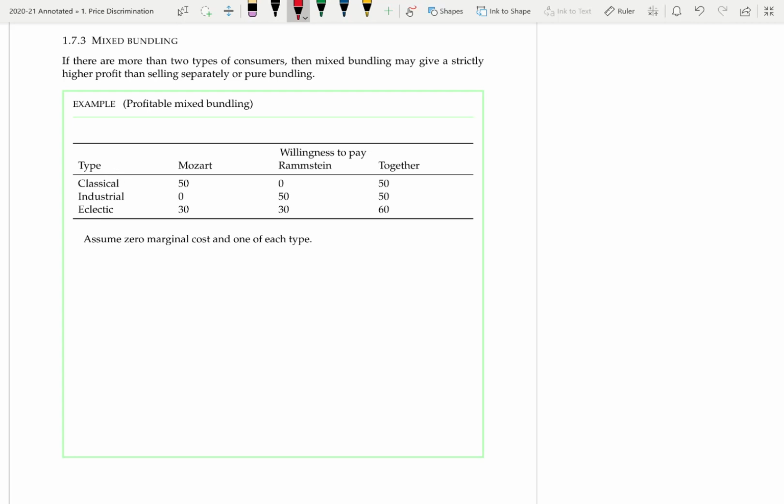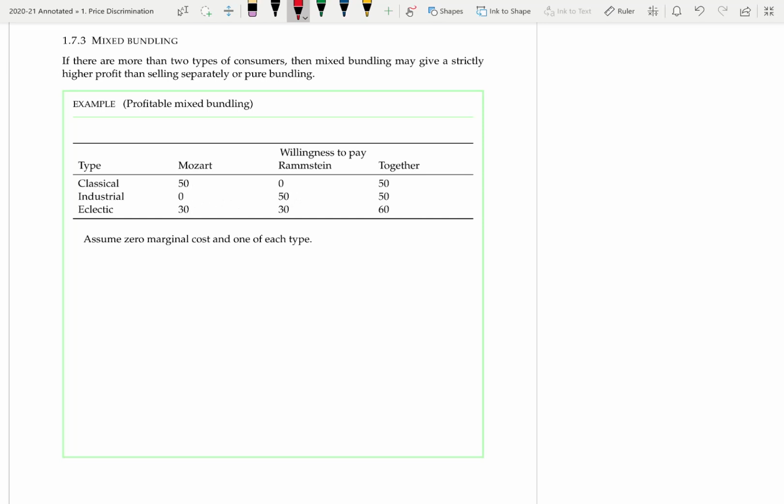And we have 2 different concerts. We have a Mozart concert and a Rammstein concert. The classical consumer only likes Mozart. They're not willing to pay anything for a Rammstein ticket. The industrial consumer likes Rammstein but is willing to pay nothing for Mozart. And the eclectic consumer is willing to pay something for both but less than the other consumers for the one they like. So let's look at the optimal pricing.